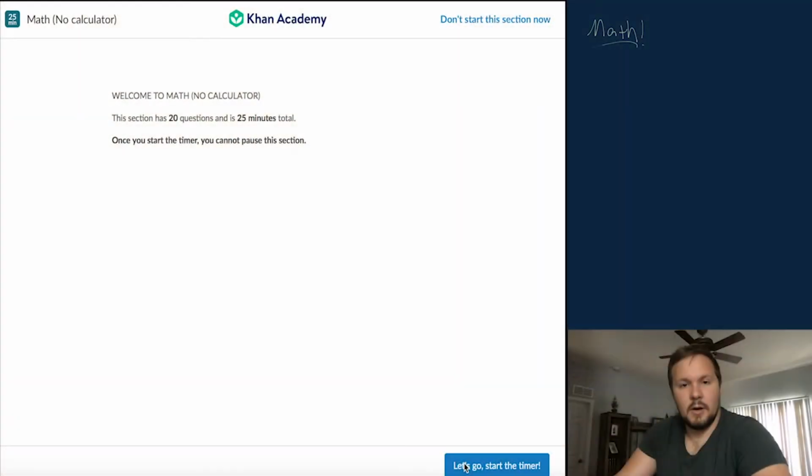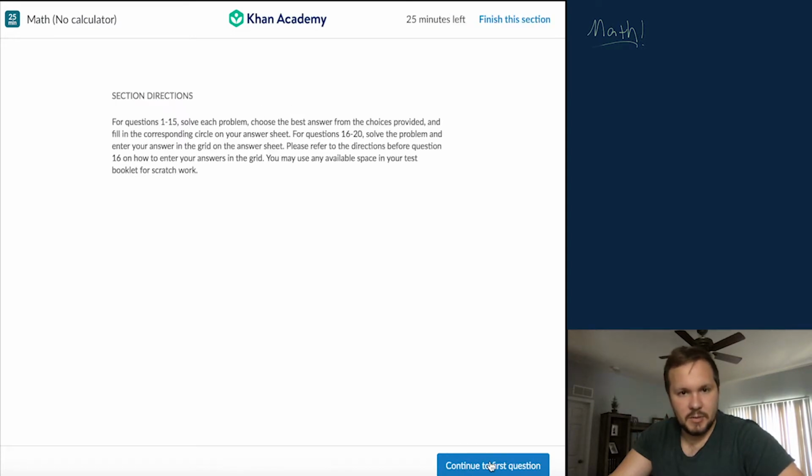For now, let's go ahead and jump straight into the test. All right, so here we are at the start of the math section. As soon as I click this button, it's going to start the timer. So let's go ahead and get into it. Here's just some directions, but the timer's already started, so I'm going to skip straight past these and get into the first question.